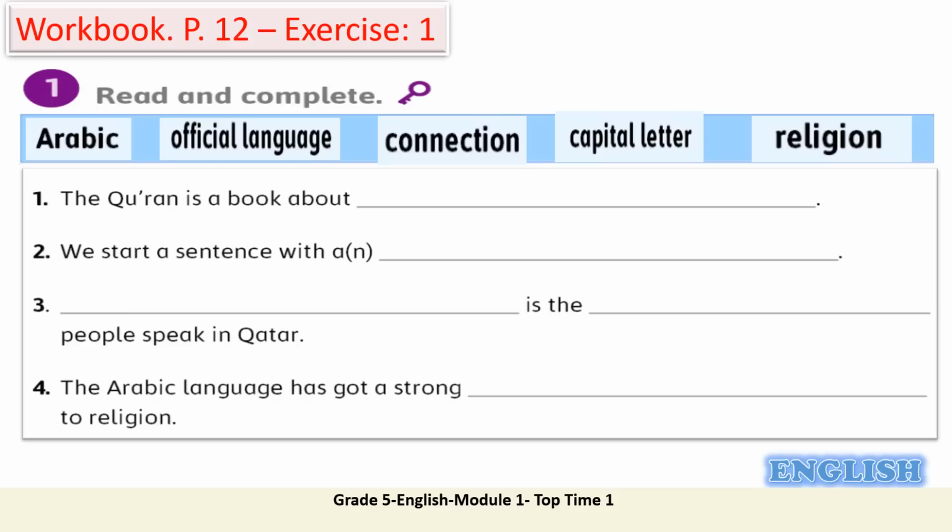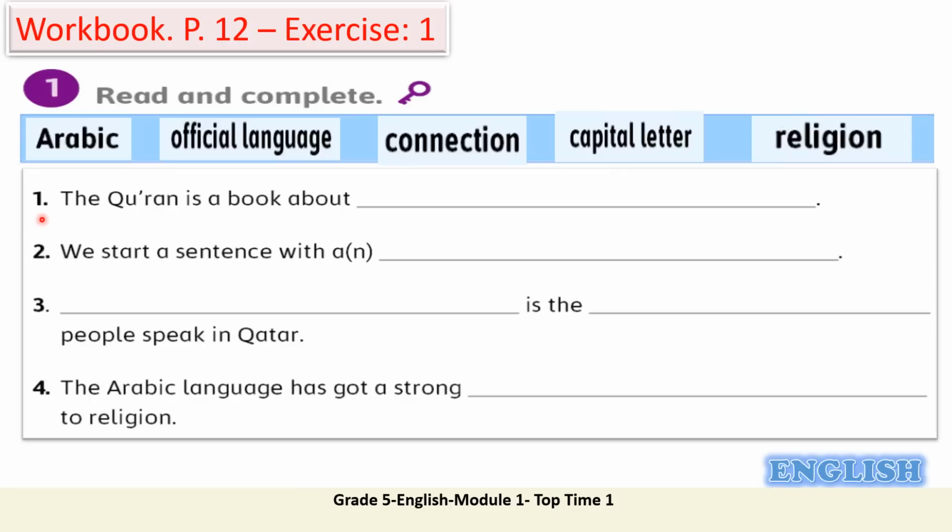It's time to use the words that we have identified in sentences correctly. Open your workbook page 12, exercise 1. You have to read these 4 sentences and complete them with these words. First, we will need to read the words in the box. Arabic, official language, connection, capital letter, religion. I will do the first one for you.